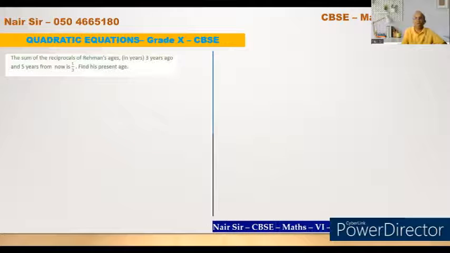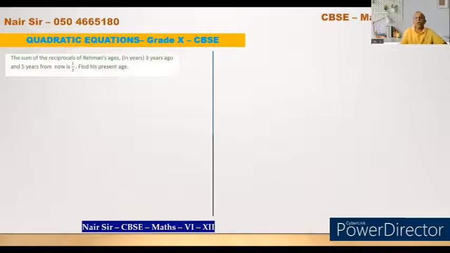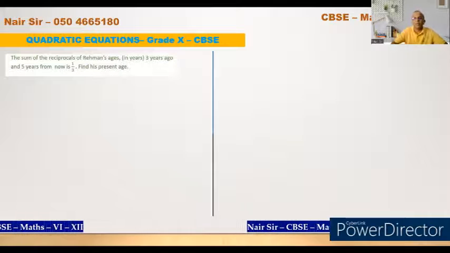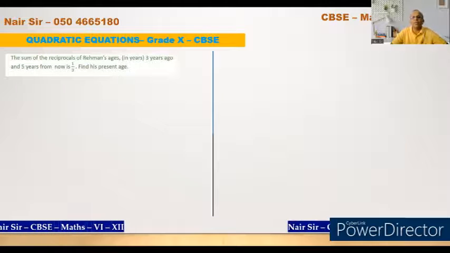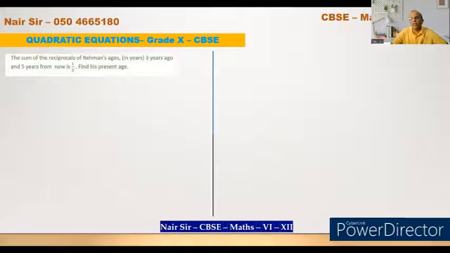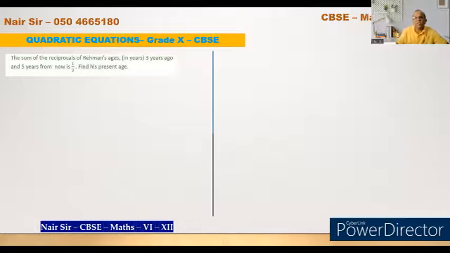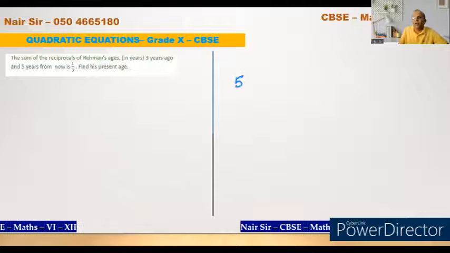Okay, question number 4 now. These are all word problems. The sum of the reciprocal. What do you mean by reciprocal? What is the reciprocal of, let's say, 5? 1 upon 5. Of 7, 1 upon 7. What is the reciprocal of 1 upon 5? It is 5. Okay. So that's the only thing here.